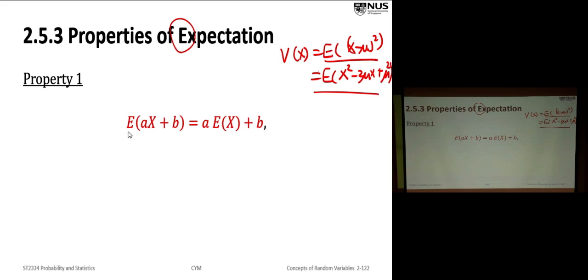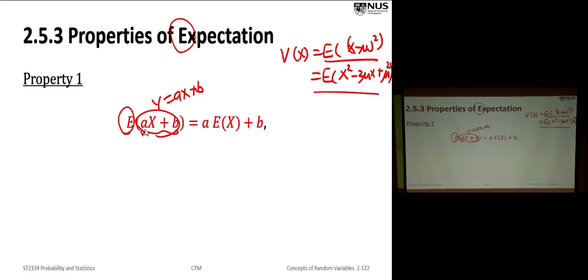If you are working on the expectation of a new random variable, how do you describe this new random variable? ax plus b, where a and b are constants and x is the random variable. In fact, this is a linear function of x. If I call this y, then y equals ax plus b. This is an equation of a straight line, so we call this a linear function.